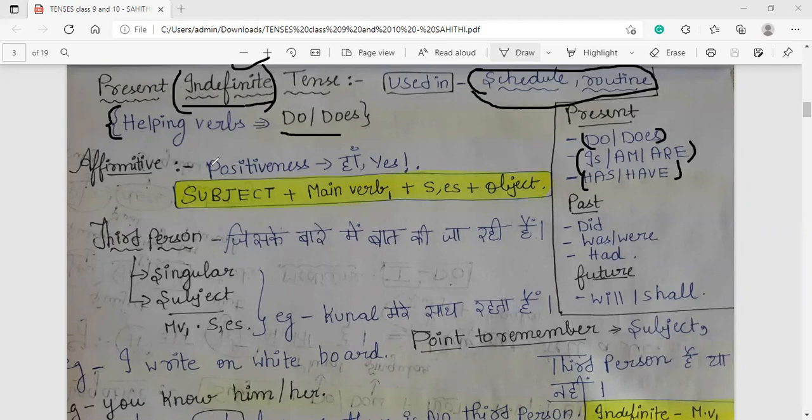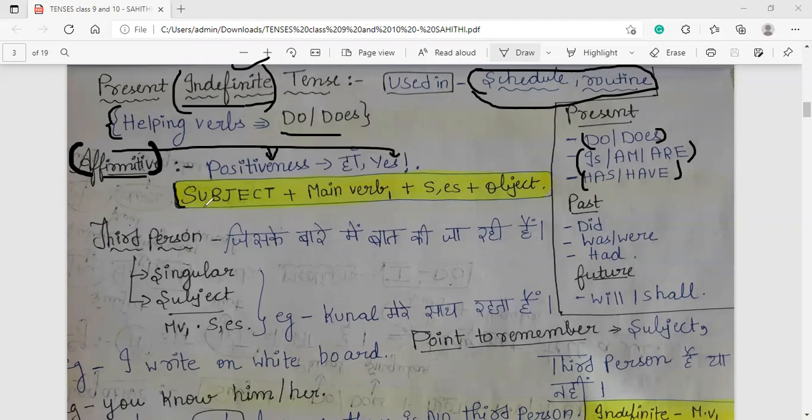Got it? Yes. So in present tense also there are three forms: affirmative, negative, interrogative. Okay, so that also we will see. Now talking about the types of present indefinite tense. For each and everything there would be affirmative, negative, interrogative, double interrogative. Now what is this affirmative? That we will see. Affirmative in the sense of positiveness. Yes, I can do it. That is positive thinking, called affirmative.